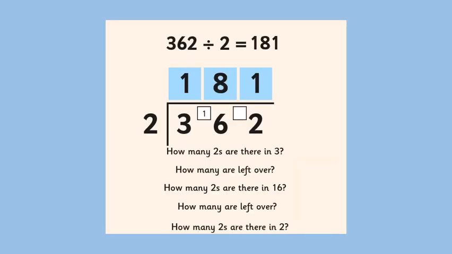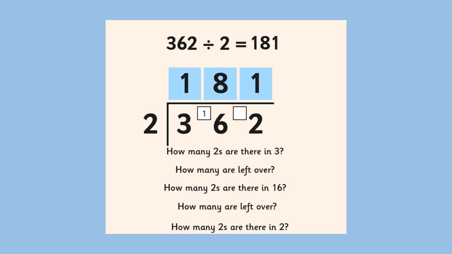Let's look at another example. 362 divided by 2. Step 1 is to see if I've got my bus stop correct. Yes, I've got the divisor on the outside and the dividend on the inside. First step, how many groups of 2 are there in 3? I know there's one group of 2 in 3. 2 times 1 is 2. And so 3 take away 2 leaves me with 1. So with the 1 left over, I don't ignore it. I write it just near to the 6.